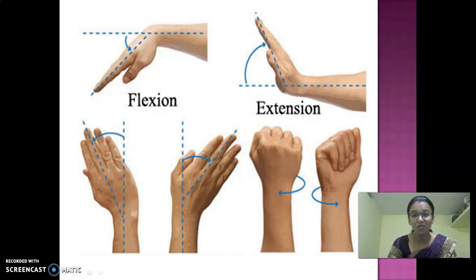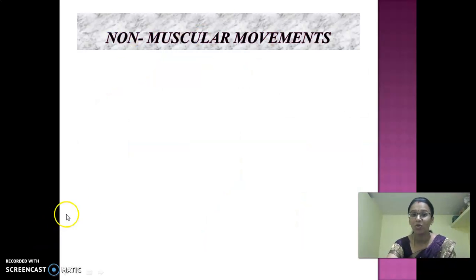So up to now we have discussed what is meant by movement, locomotion, and types of movement. In that, we have completed muscular movement. Muscular movement takes place with the help of muscles. I said flexion, extension, and then moving this side, right? Then we are going to discuss non-muscular movement. What is it? Non-muscular movement.